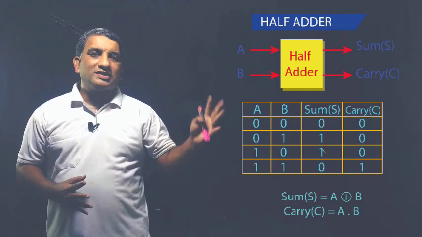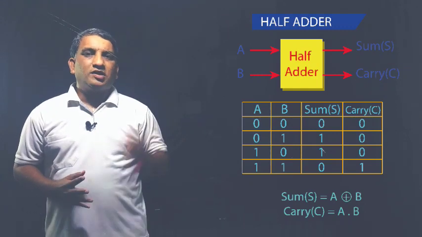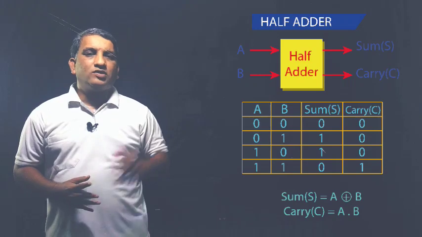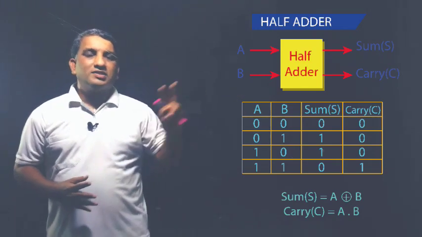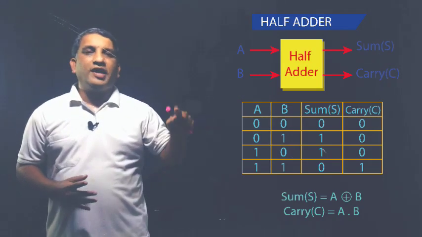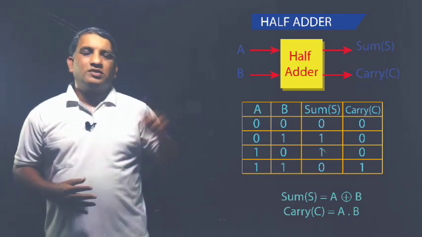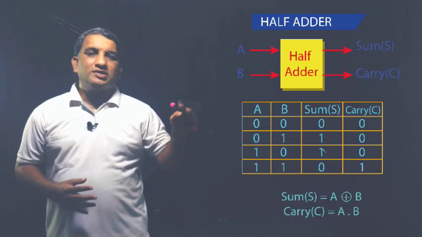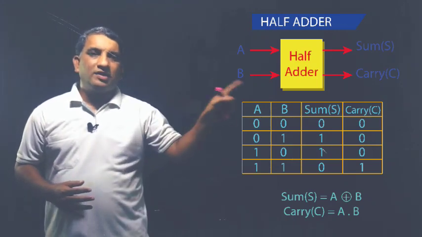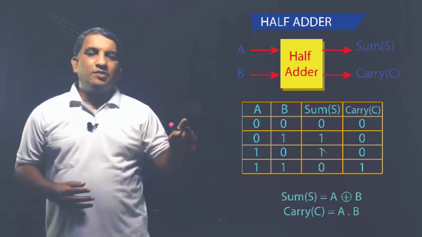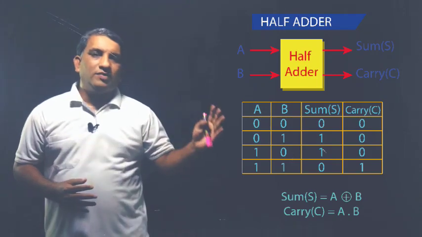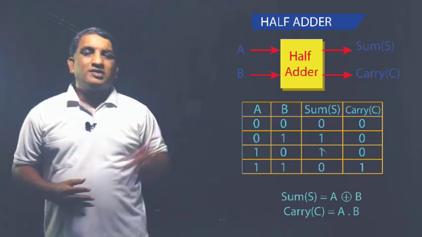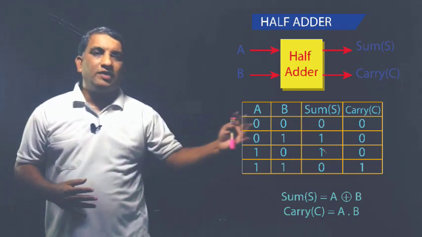Now as you can see from the truth table, the truth table has the two input columns A and B and the two output columns, that is sum and carry. So if A and B both are 0 0, the sum will be 0 and carry will also be 0. If the input is 0 1, the sum will be 1, carry will be 0. If the input is 1 0, the sum will be 1, carry will be 0. And if the input is 1 1, the sum will be 0 and carry will be 1.